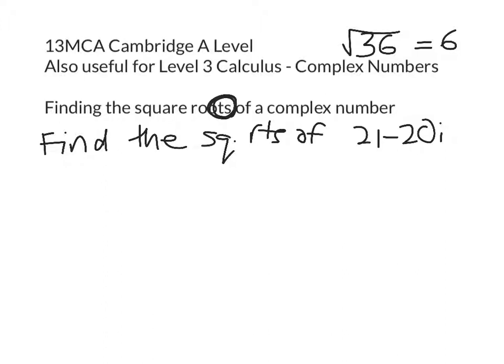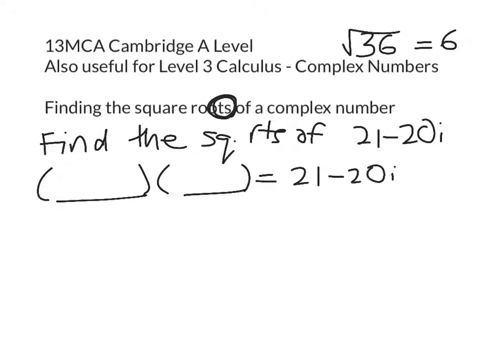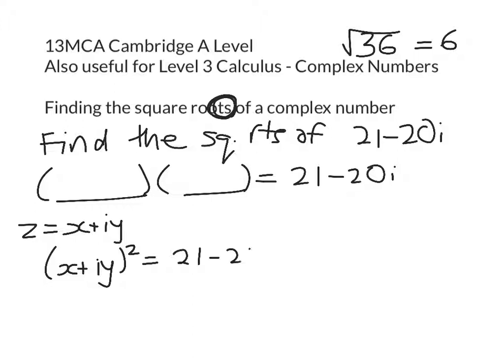And we get it by thinking about, well, what does it mean for something to be a square root? So I want the thing times the thing is going to give me 21 minus 20i. So we're going to let z equal x plus iy. And we're going to say, well, what values of x and y will work to give me 21 minus 20i.